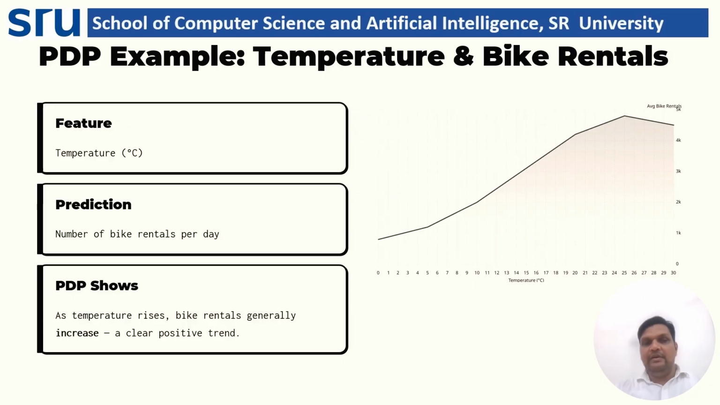PDP example: temperature and bike rentals. Feature: temperature in, say, degrees centigrade. Prediction: number of bike rentals per day. The PDP shows that as temperature rises, bike rentals generally increase, a clear positive trend.